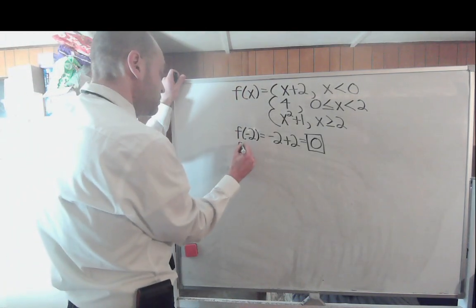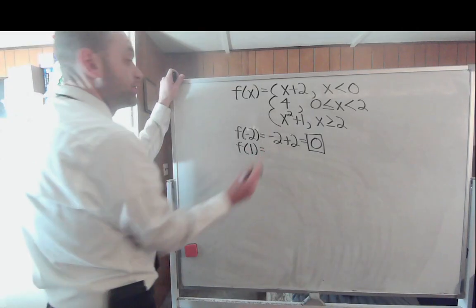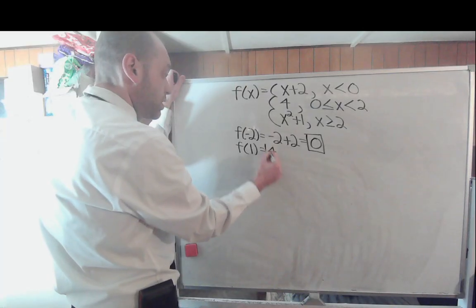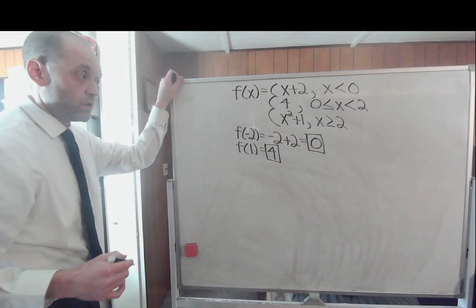Let's put in f of 1. F of 1 comes between 0 and 2, so literally you're just going to get 4. F of 1 would be 4.